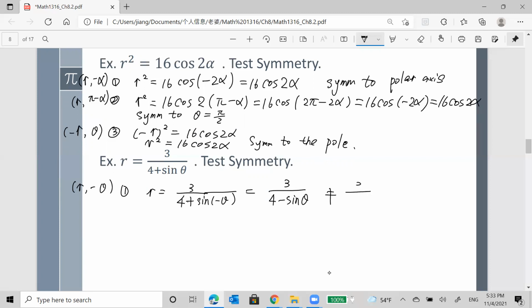So it's not 3/4 plus sine theta. So here the conclusion must be inconclusive. I can't say it's not symmetric to the polar axis. I must say inconclusive to prove it's symmetric to the polar axis. So the second one, r at pi minus alpha equals 3/4 plus sine of pi minus alpha.